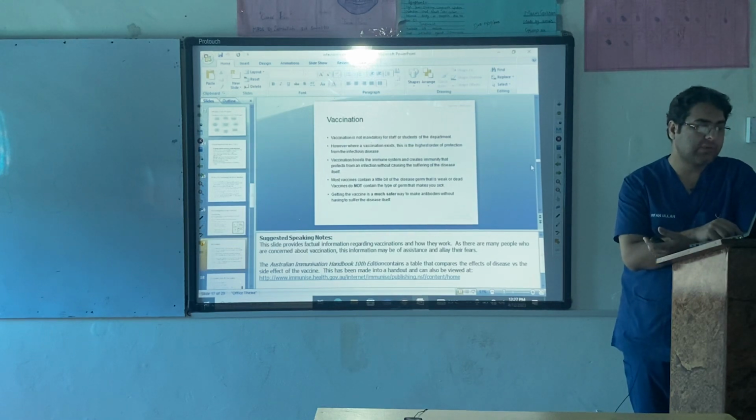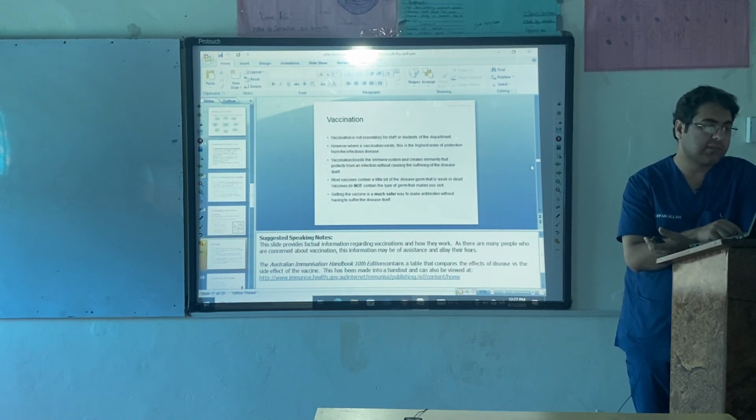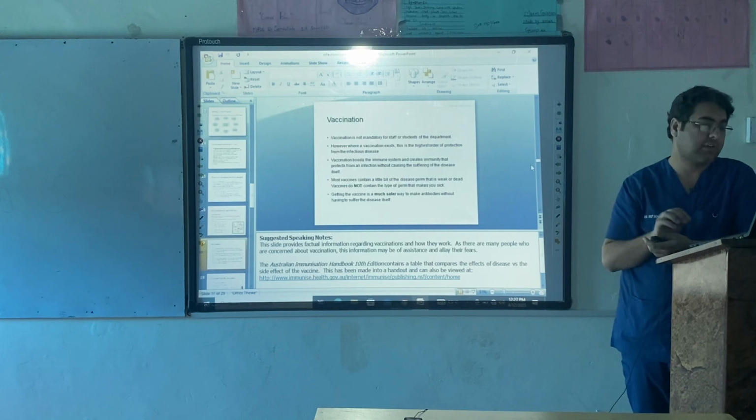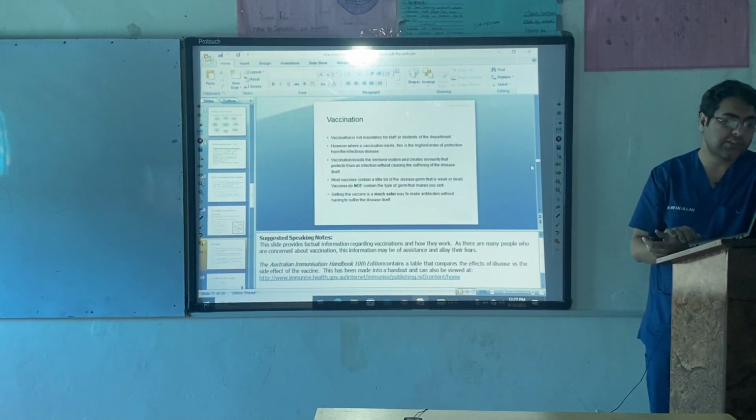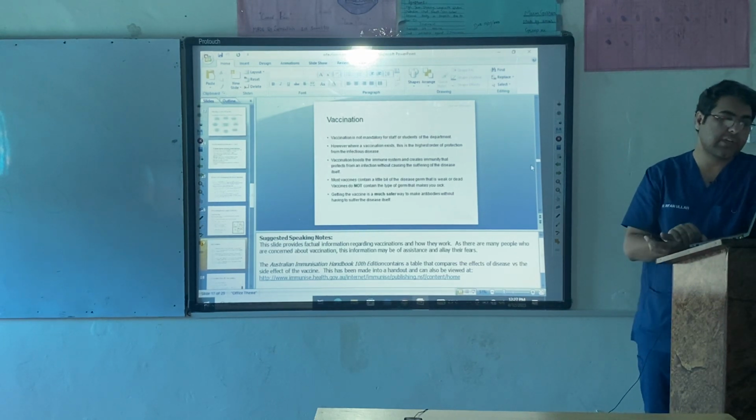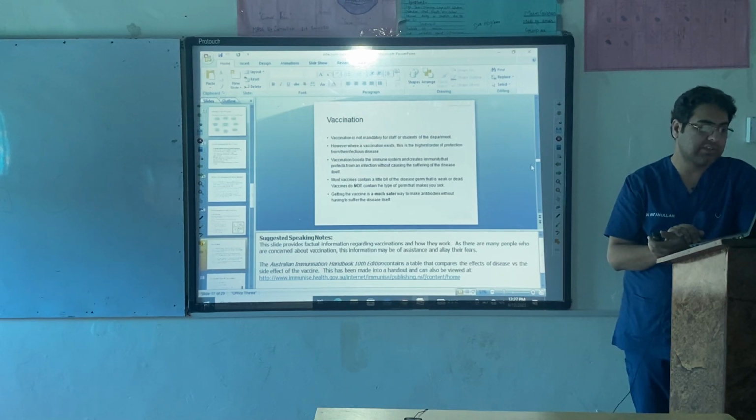Similarly, vaccination is very important. Vaccination is not mandatory for the staff or students of the department, but it is recommended for every person of the hospital. However, vaccination is the highest order of protection from infectious disease.